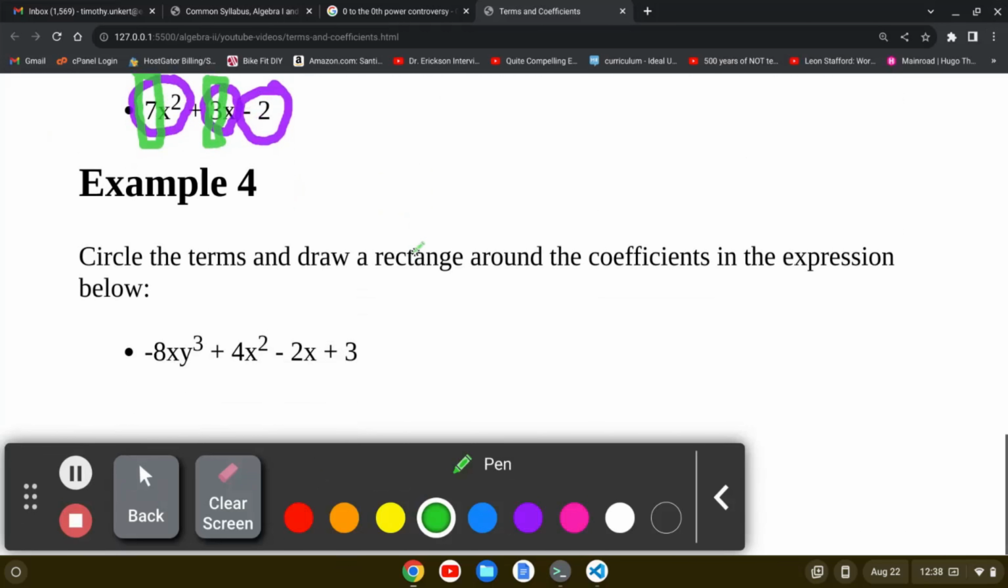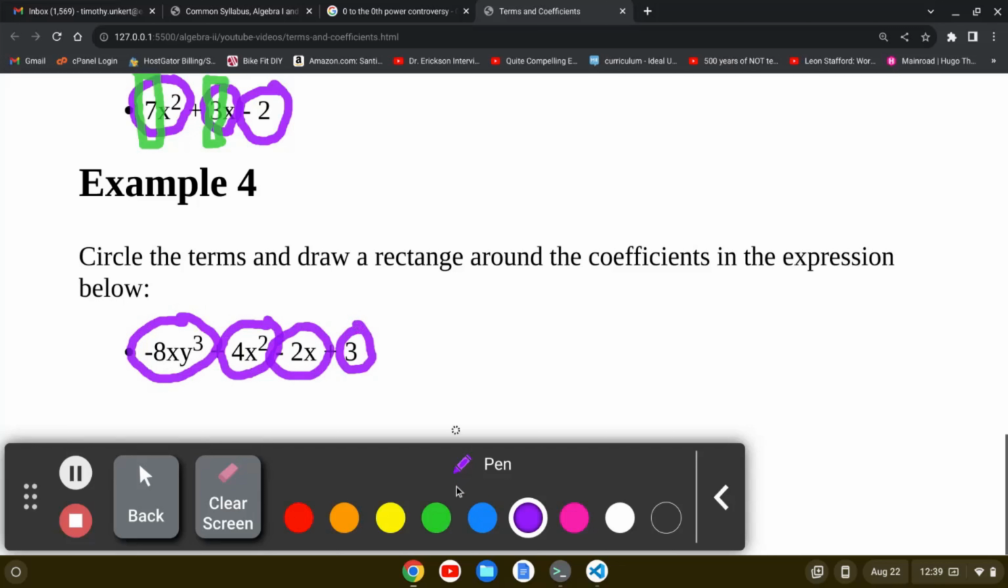Okay, last example. So circle the terms and draw a rectangle around the coefficients in the expression below. So we have minus 8x cubed plus 4x squared minus 2x plus 3. All right, so let's circle all of our terms. So we have minus 8x cubed is a term. 4x squared is a term. The minus 2x, we have to include the negative, is a term. And then 3 is also a term.